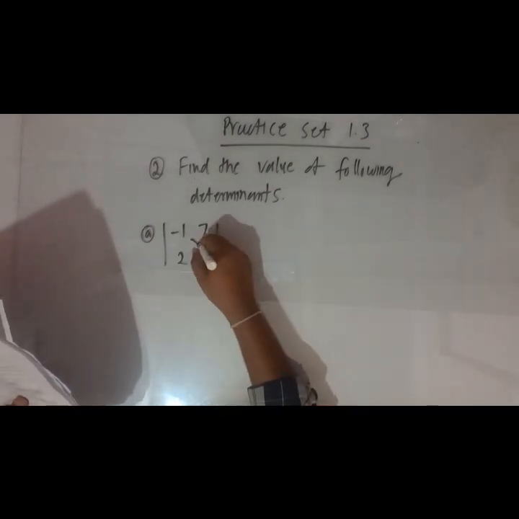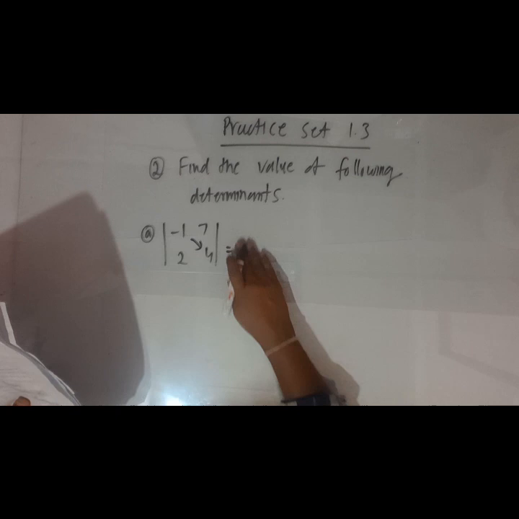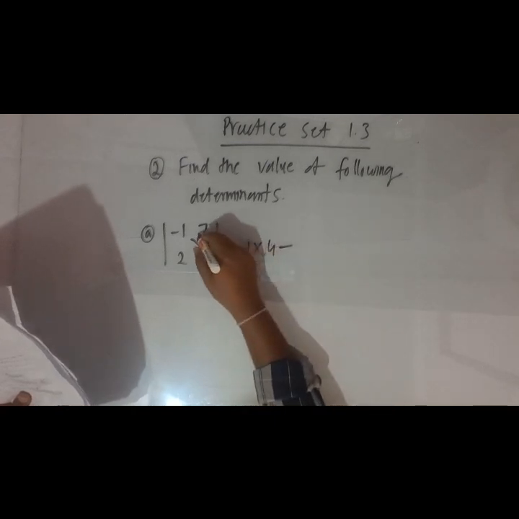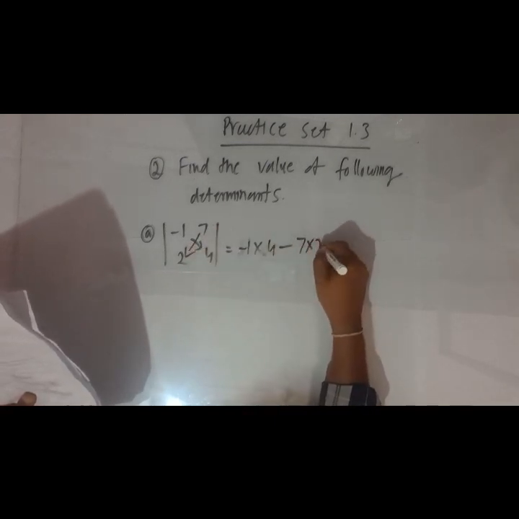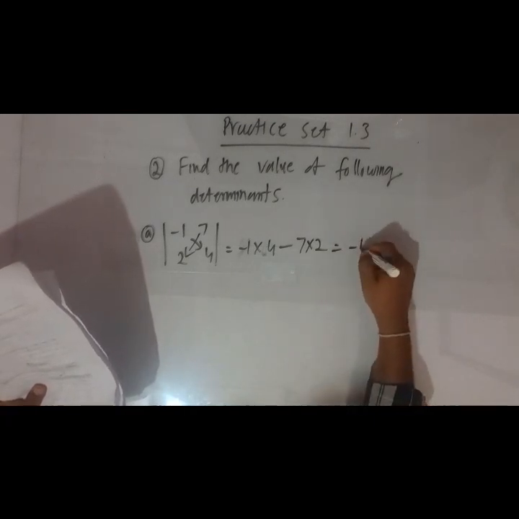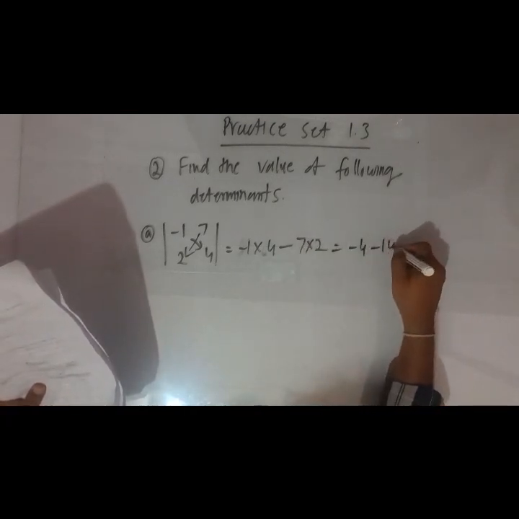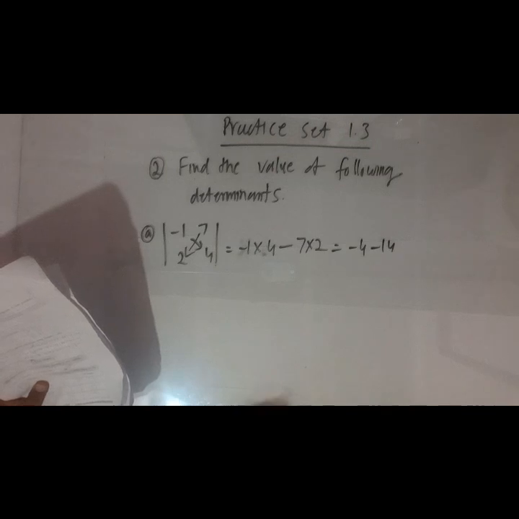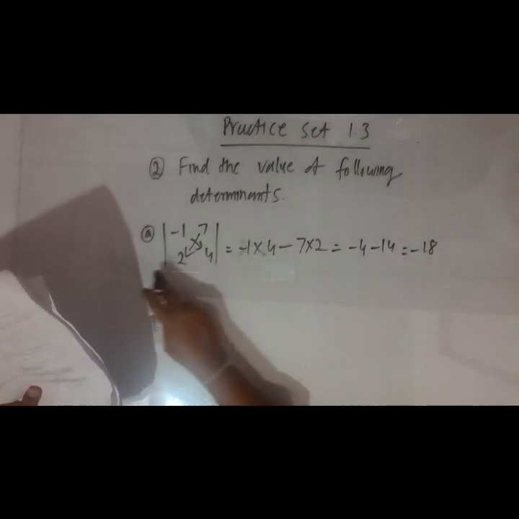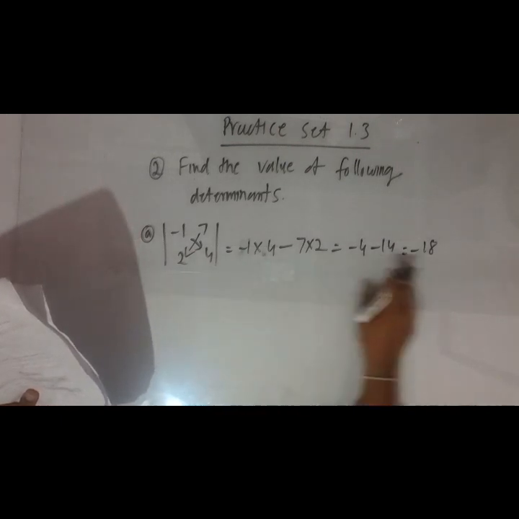So cross multiply this: minus 1 into 4, then minus this 7 into 2. So what is the answer? Minus 4 and 14. Minus 4 and minus 14 is how much? Minus 18. Okay. So the answer for this determinant is minus 18.